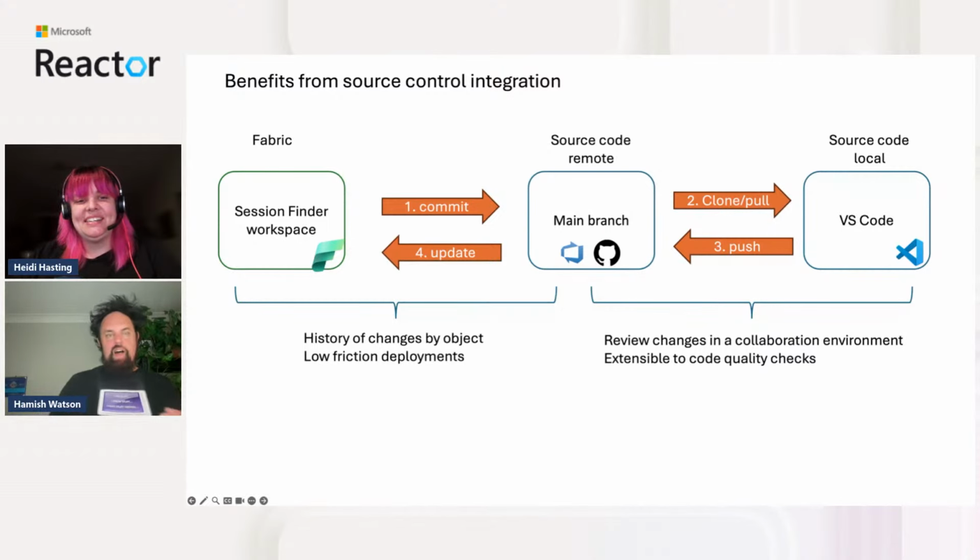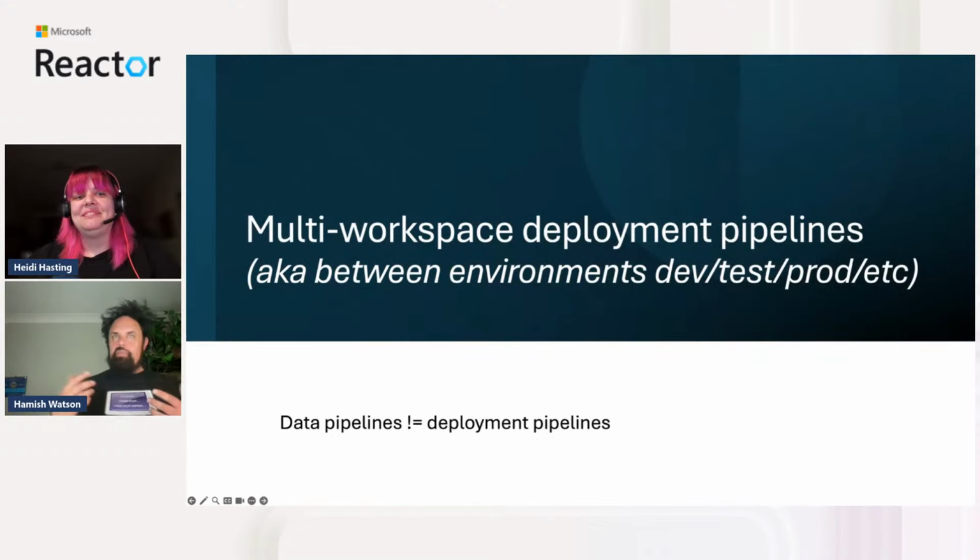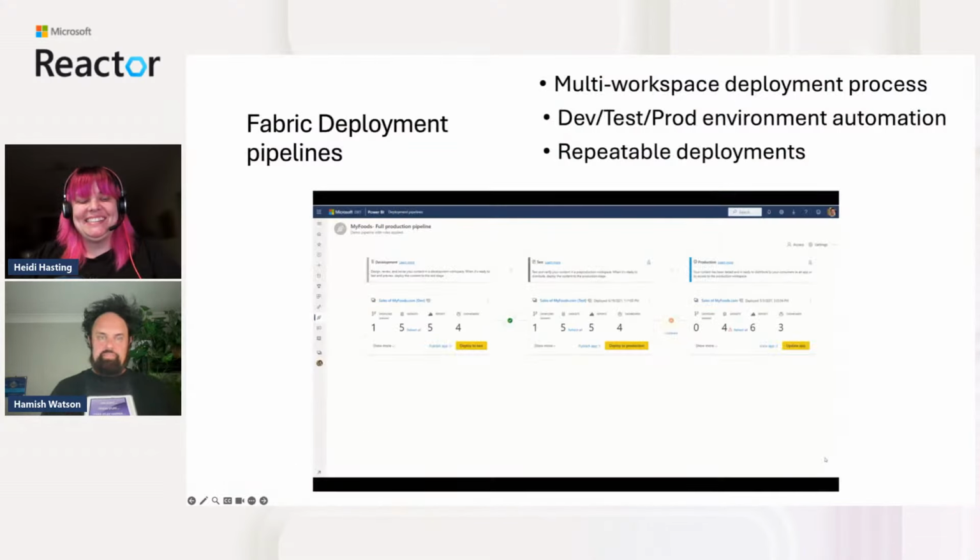So anyway, I've talked a whole heap about collaborative stuff. So let's have a look at what we can do around multi-workspace deployment pipelines. And this is basically between environments, right? So dev, test, prod. I will have to say that what we see as data pipelines, that's not the same as deployment pipelines. These are two different things.